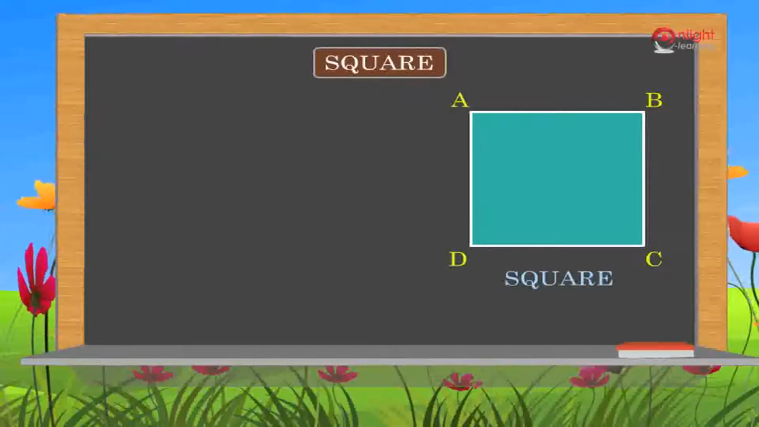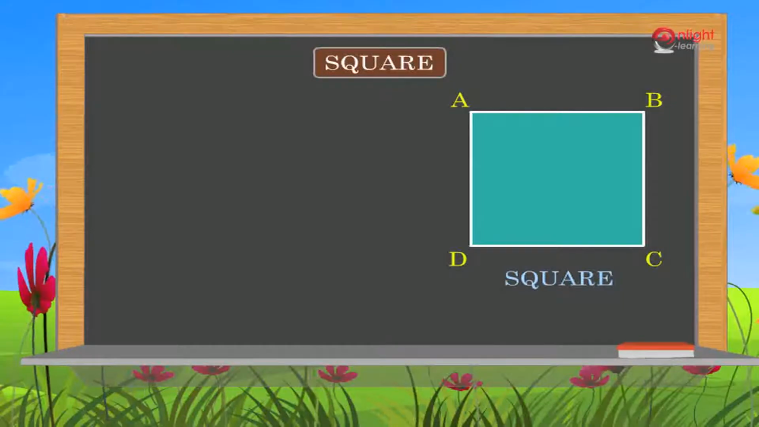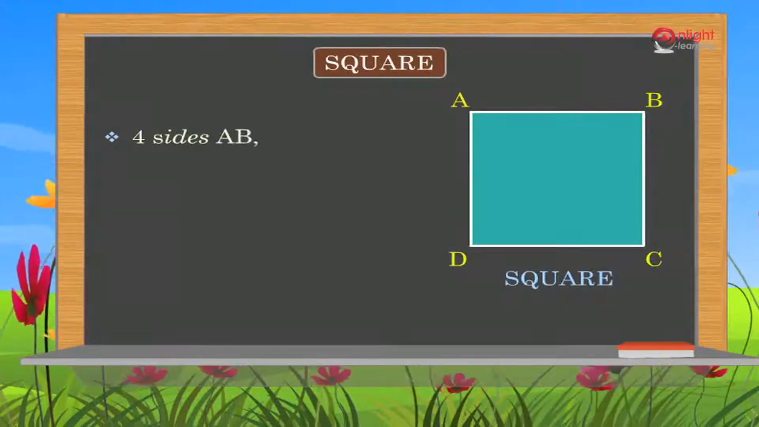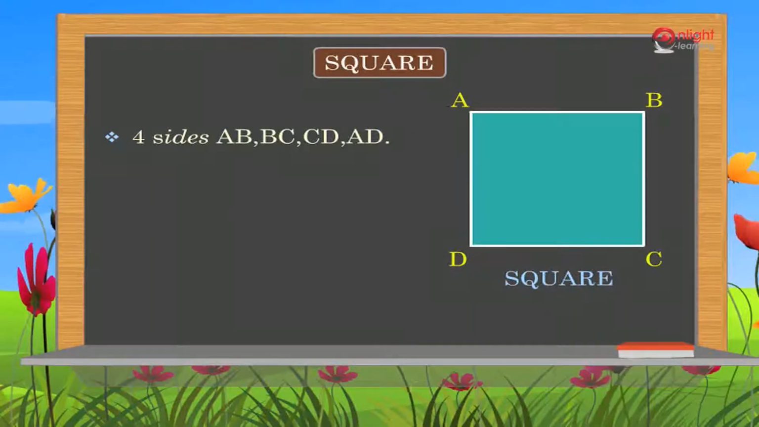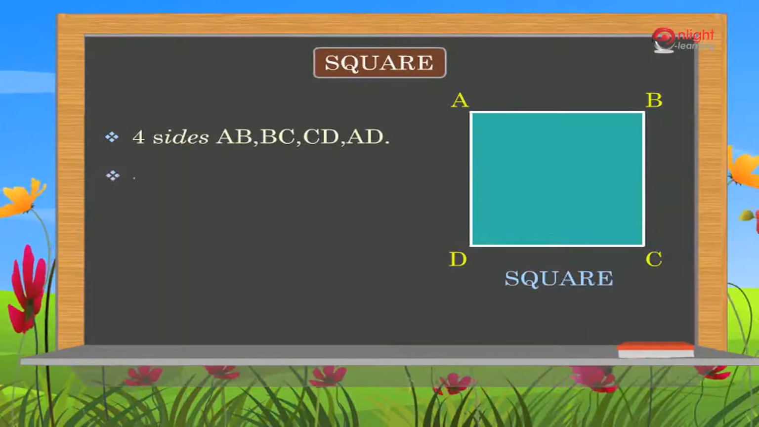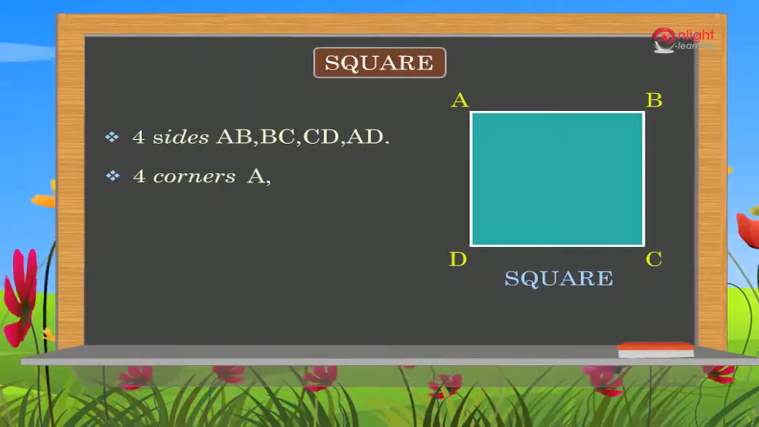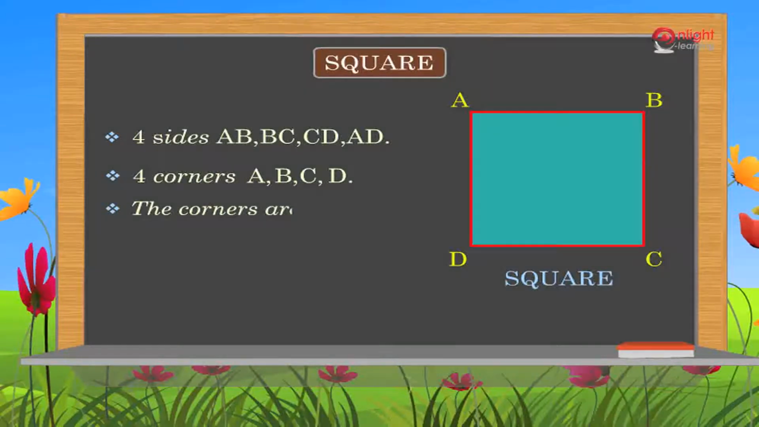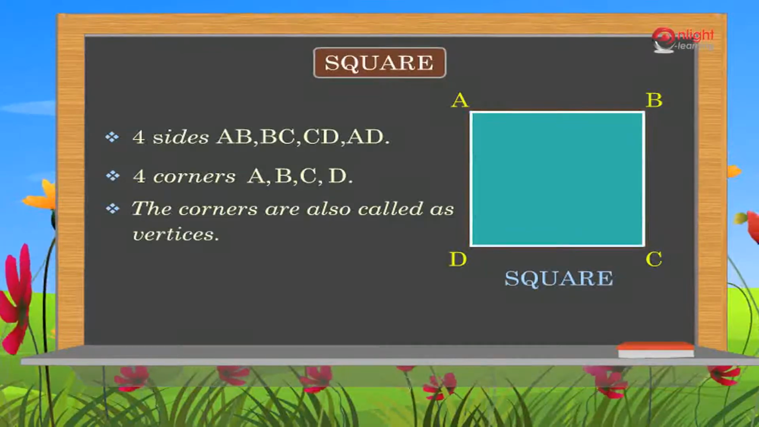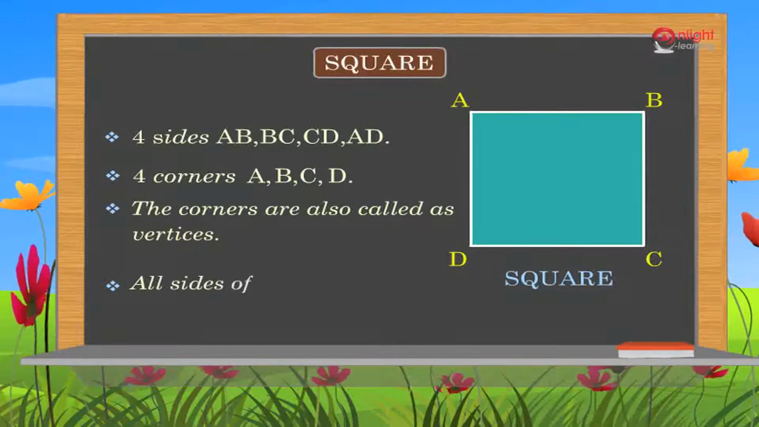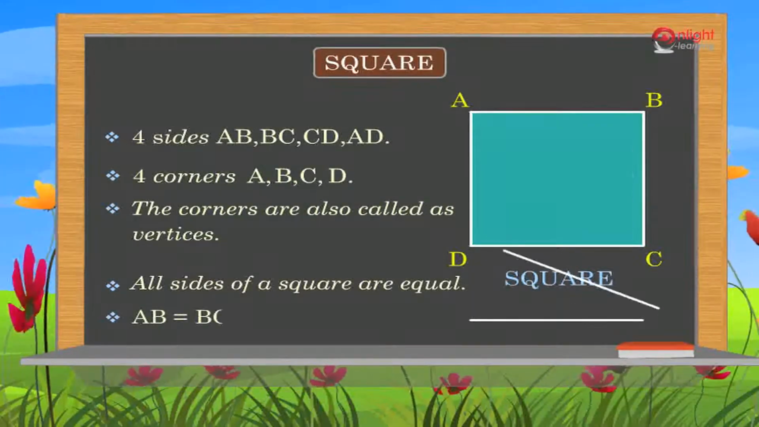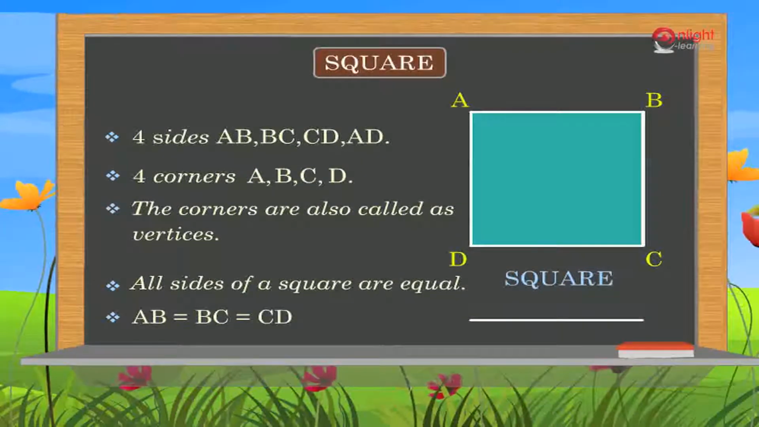ABCD is a square. A square has 4 sides AB, BC, CD, AD, and 4 corners A, B, C, D. The corners are also called vertices. All sides of a square are equal. AB equals BC equals CD equals AD.